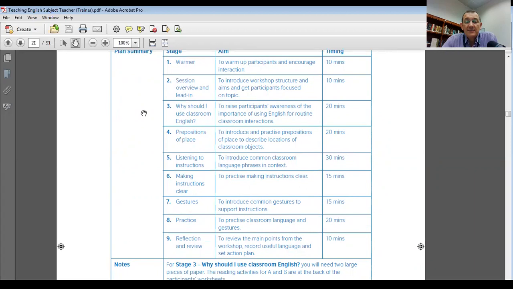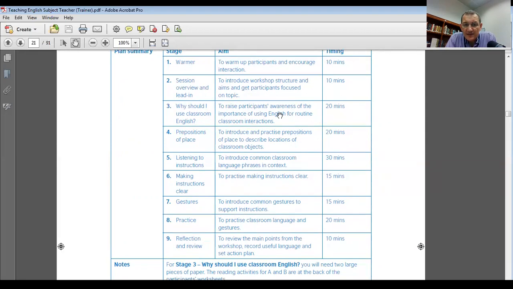Now, step 3 is a question: why should I use Classroom English? So 20 minutes, and in this one, you'll get them to work in groups of A and B, and they will work on different questions and then exchange answers so the other group can expand upon the ideas that the first group did. So they'll write ideas on a sheet of paper and then swap with another group, and the other group will add to it.